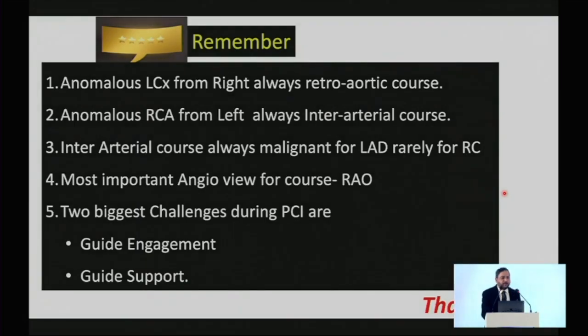So for the sake of time, I would end here, and I want to leave you all with these messages. Anomalous circumflex from the right sinus is always retro-aortic in course. Anomalous RCA from the left sinus would almost always be interarterial in course. Interarterial course is always malignant with LAD, rarely malignant with RCA. The most important angiographic view for anomalous coronary artery origin and course is the RAO view.